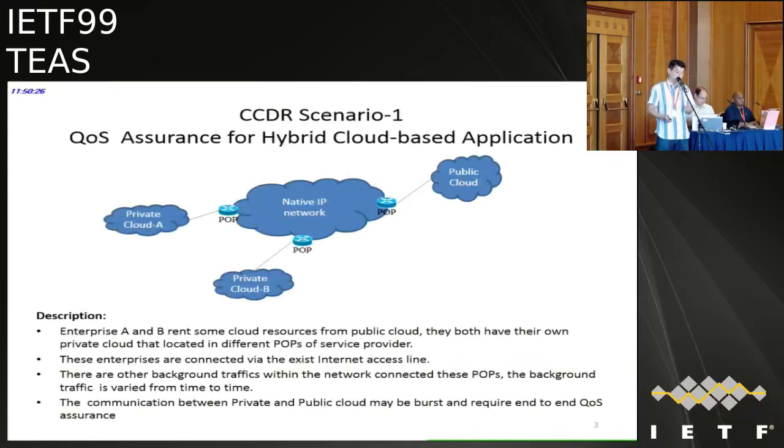Here are 4 scenarios. The first scenario is the QoS assurance for hybrid cloud-based applications. A lot of enterprises are using public cloud to deploy their service, but they also have their own private cloud. So service providers' networks connect their private cloud and public cloud. And in service providers' networks, we want to use CCDR to make the QoS assurance for their traffic.